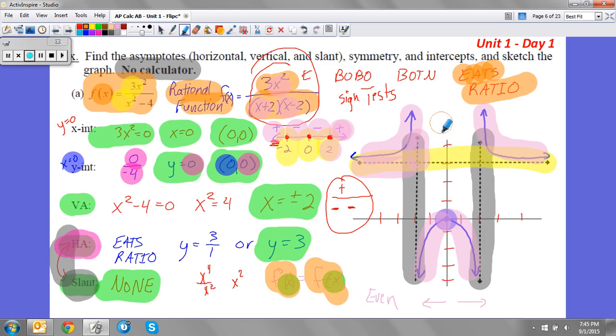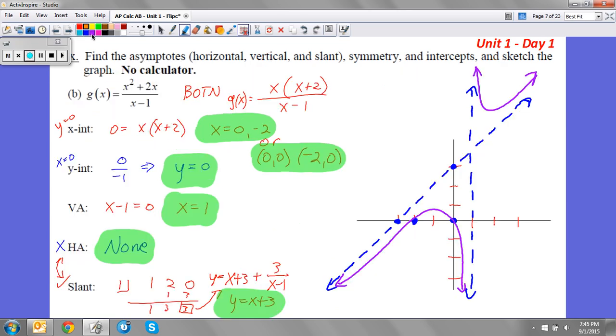And that's like reflecting across the y-axis. If I went to the right 3, I would be right here. If I went to the left 3, I would be right here. Thus saying same y value. Okay, so it's an even function. Let's go to the next one.